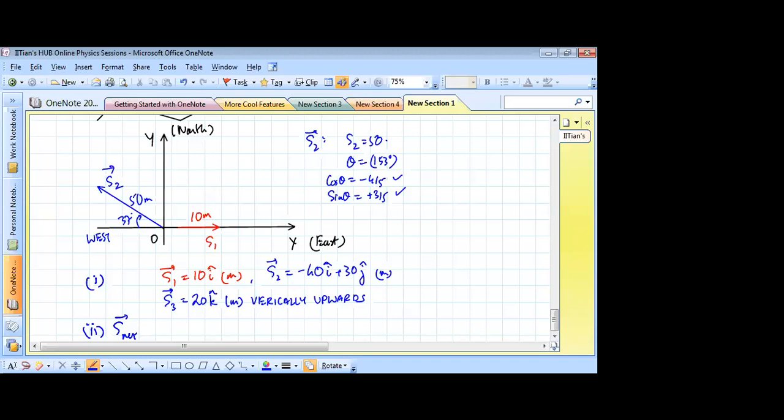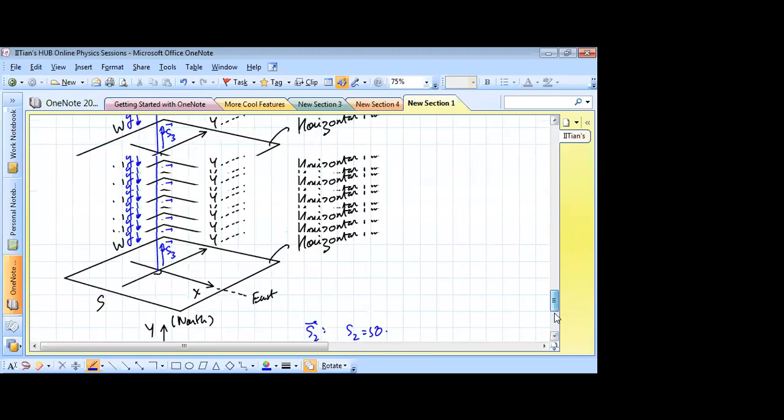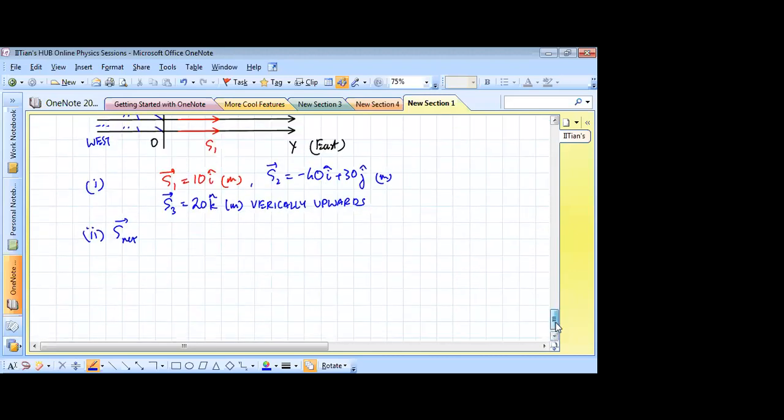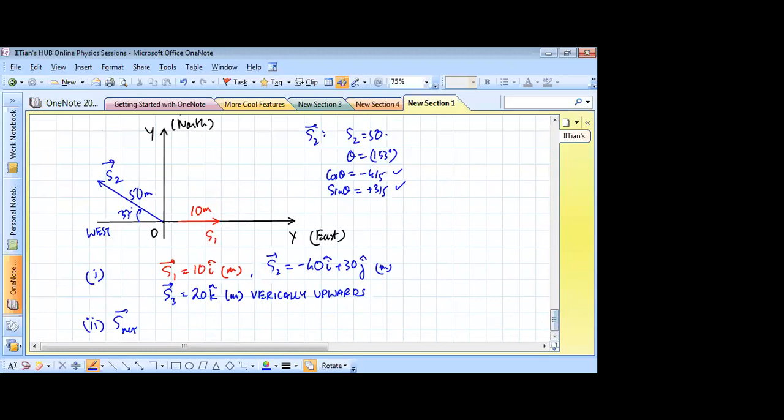Yes, that's correct, Kushant. Yes, that's correct. So now work out its magnitude.